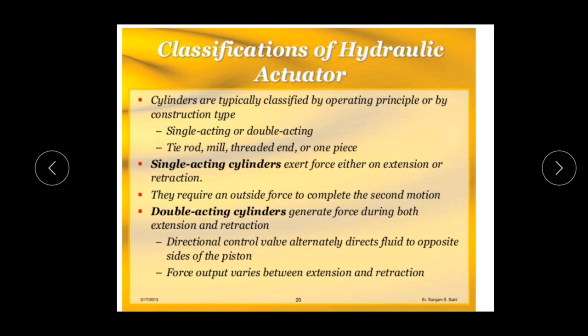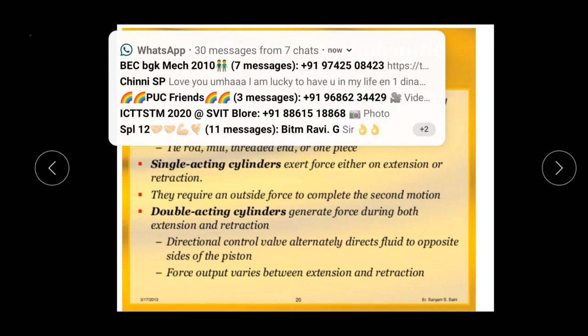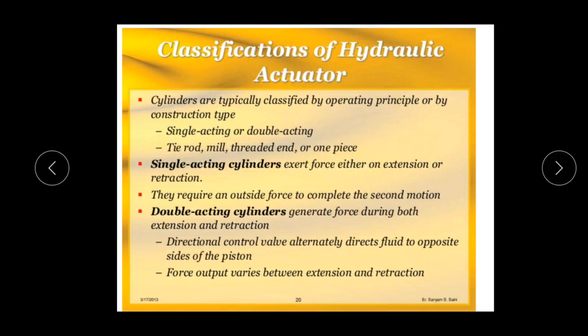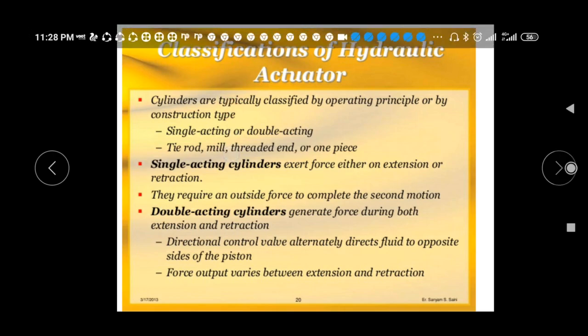The single acting cylinders exert the force either in extension or retraction. They require an outside force to complete the second motion. The double acting cylinders generate force during both extension and retraction. The directional control valve alternately directs the fluid to opposite sides of the piston. The force output varies between extension and retraction.